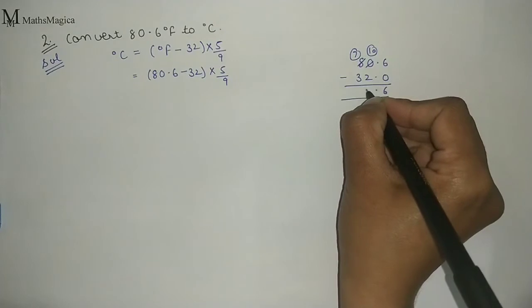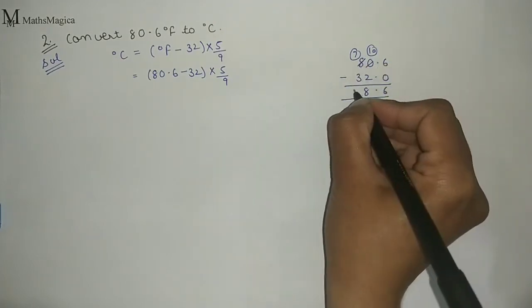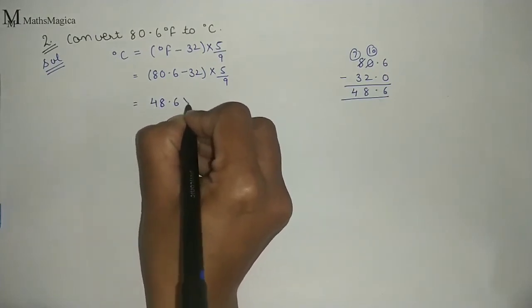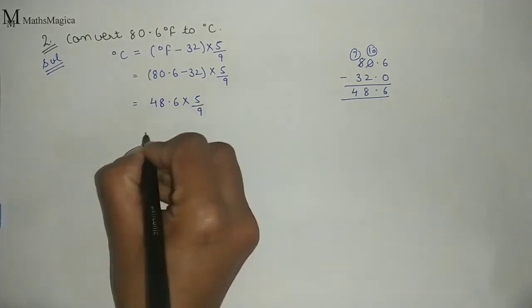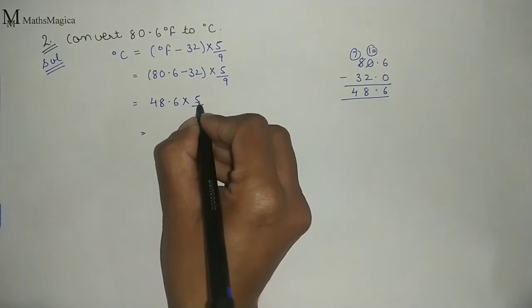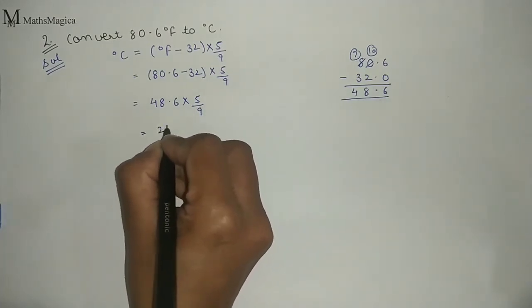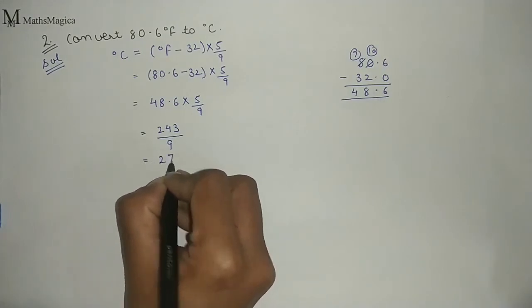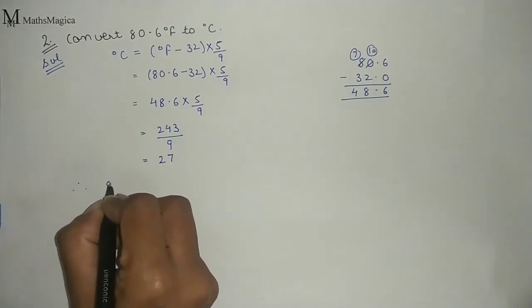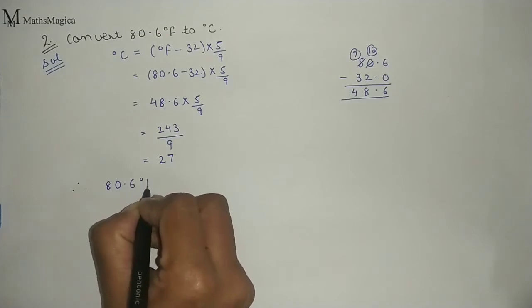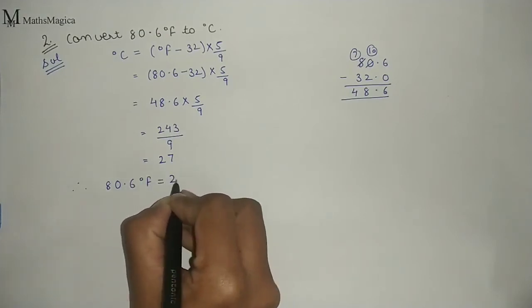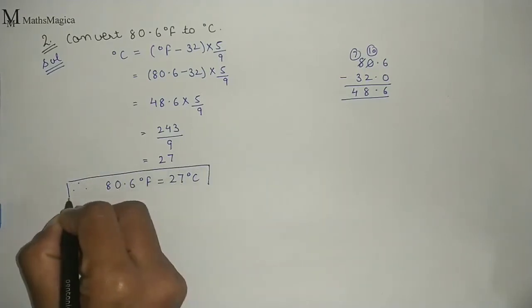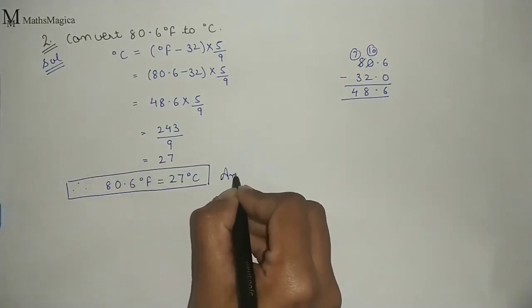10 minus 2 is 8. 7 minus 3 is 4. So 48.6, multiplied by 5 by 9. 48.6 multiplied by 5 is 243, divided by 9. You got 27. Therefore, 80.6 degree Fahrenheit is equal to 27 degree Celsius. This is your required answer.